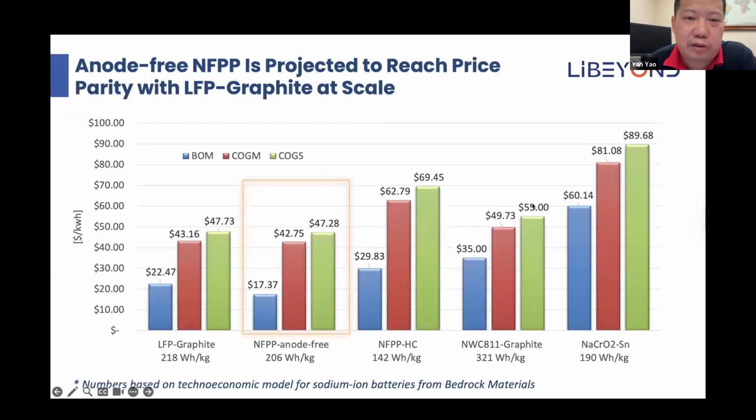So cost is also extremely important for the energy applications. Here we conducted techno-economic analysis in terms of the cost. The cathode NIPP itself is about $3,000 per metric ton, and translating to the anode-free device, about $17 per kilowatt hour. This number is lower than that of the LFP graphite, and in terms of cost of goods sold, it actually reaches price parity with LFP graphite systems at scale.